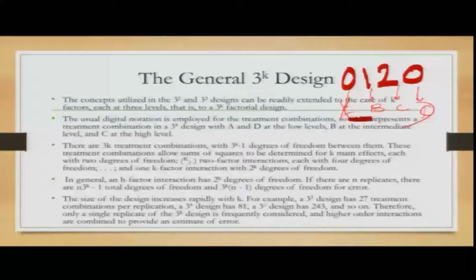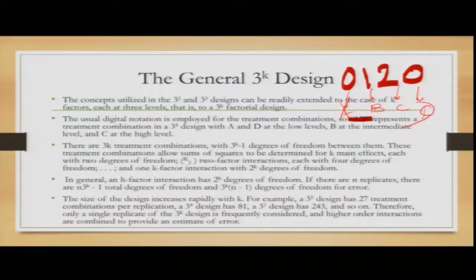The usual digital notation is employed for the treatment combination. So, 0, 1, 2, 0 represents a treatment combination of the 3 to the power 4 design, where A and D are at the lowest level, B is at the intermediate level, and C is at the highest level, as I mentioned, where the levels are given as 0, 1, 2.